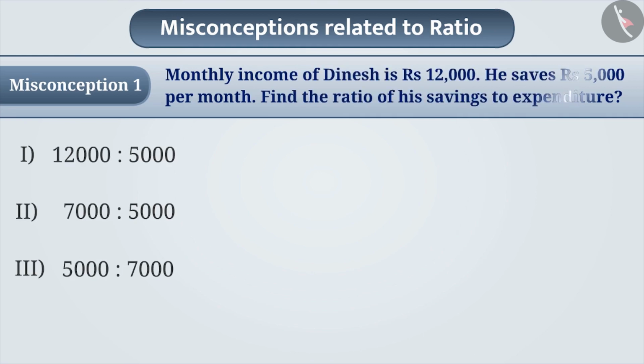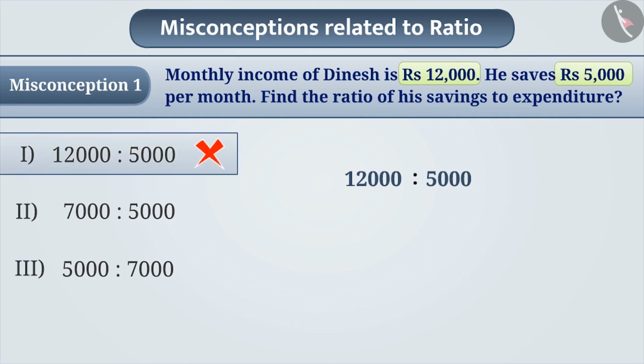Some students don't understand the question properly. Ignoring what was asked in the question, they simply represent the given numbers in the ratio form. This way, they choose option 1 as the answer, which is incorrect. Here, we have to find the ratio of savings to expenditure.